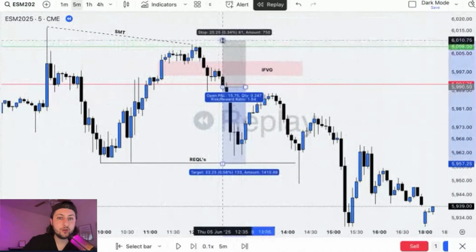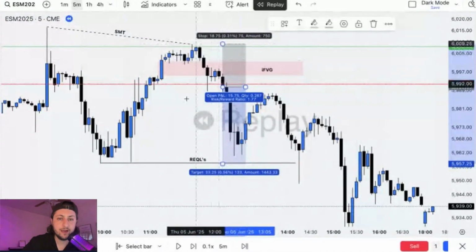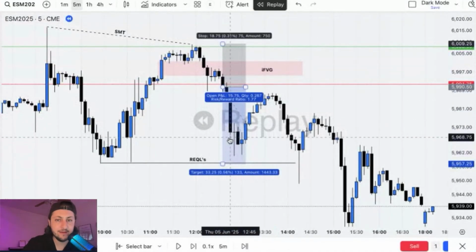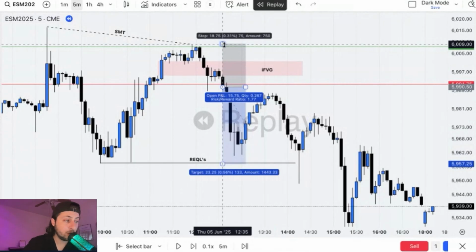Now, your stop could either go above the most recent structure right here, which could net you 1.7 R, or you could be more aggressive with your stop loss. I like to be more aggressive. Again, that is preference. I'm really just trying to hone in and focus on helping you build out your trade thesis.